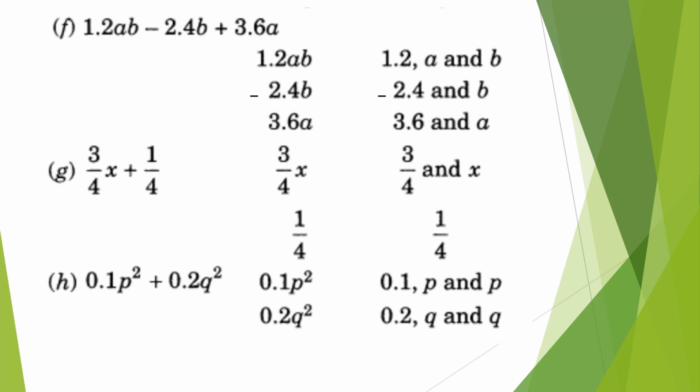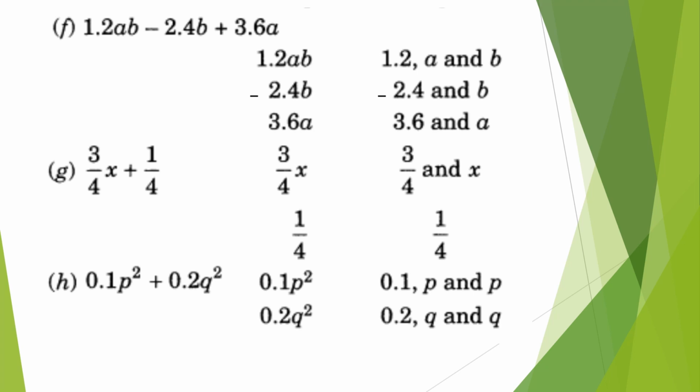First we can identify the terms. The terms are 1.2 AB. Its factors are 1.2, A and B. Second term is minus 2.4 B and its factors are minus 2.4 and B. And the third term is 3.6 A. So the factors are 3.6 and A.